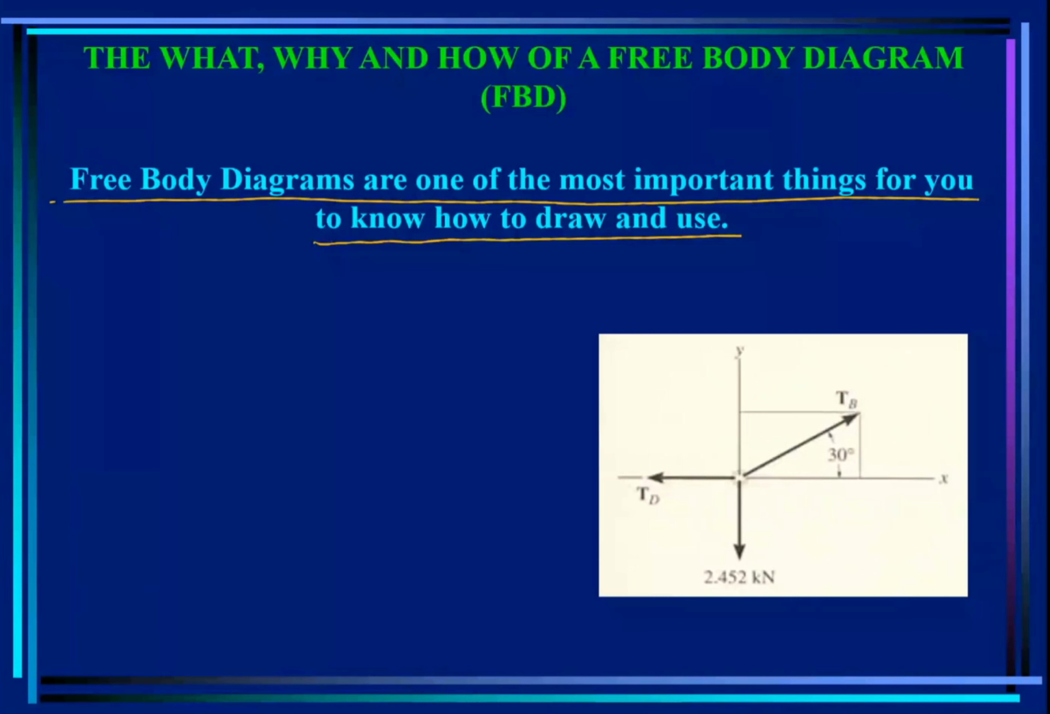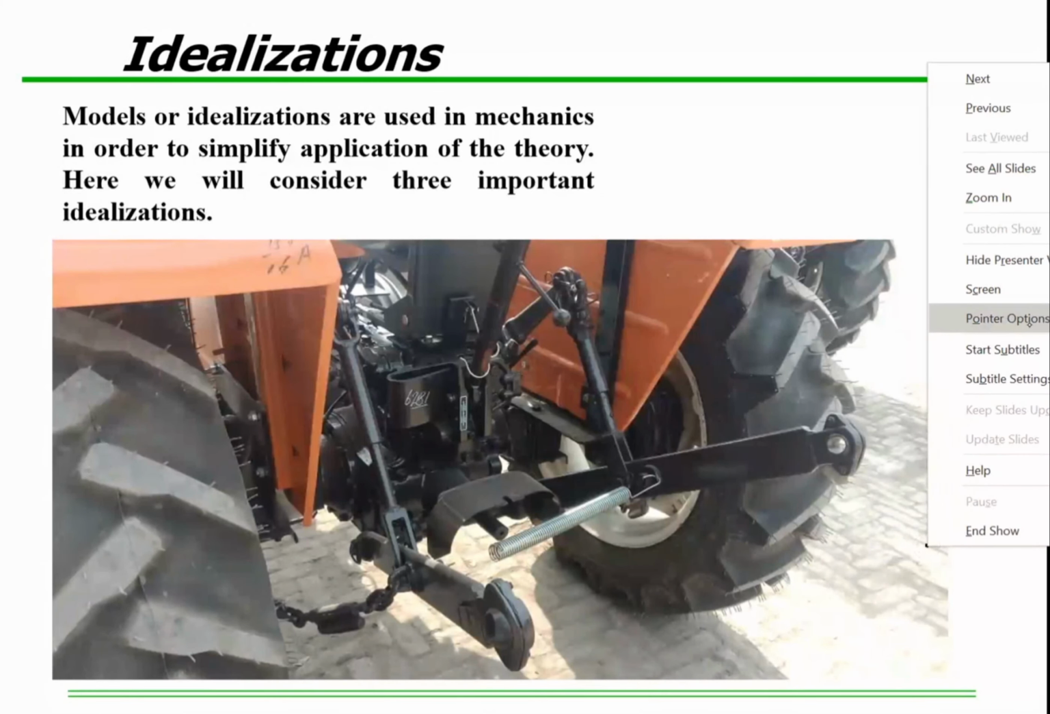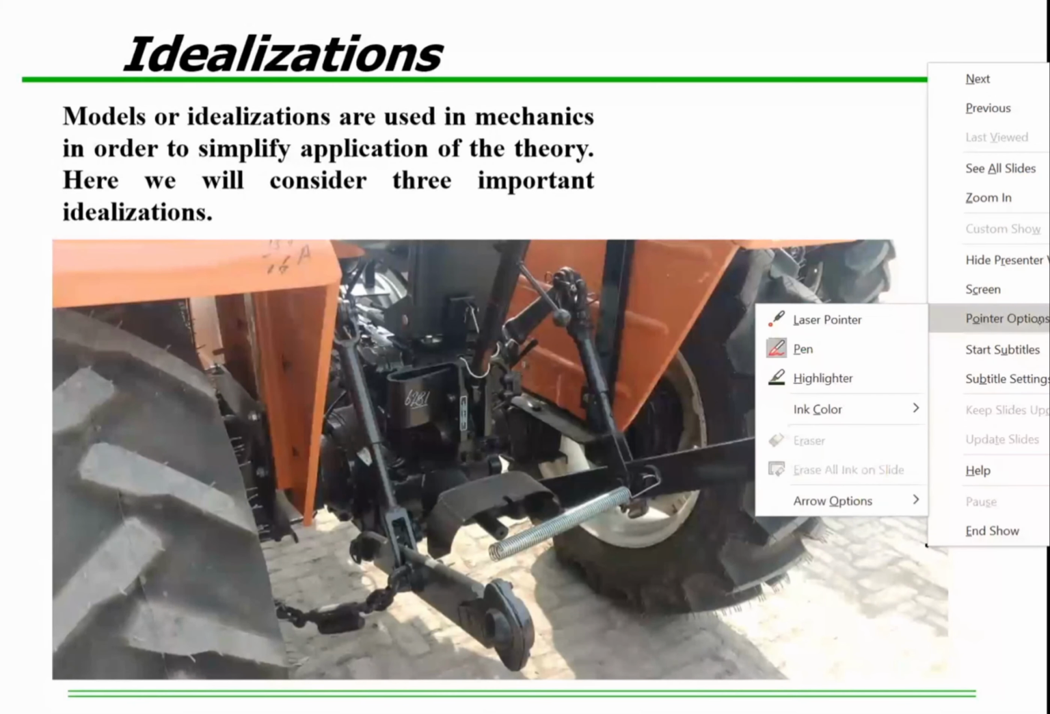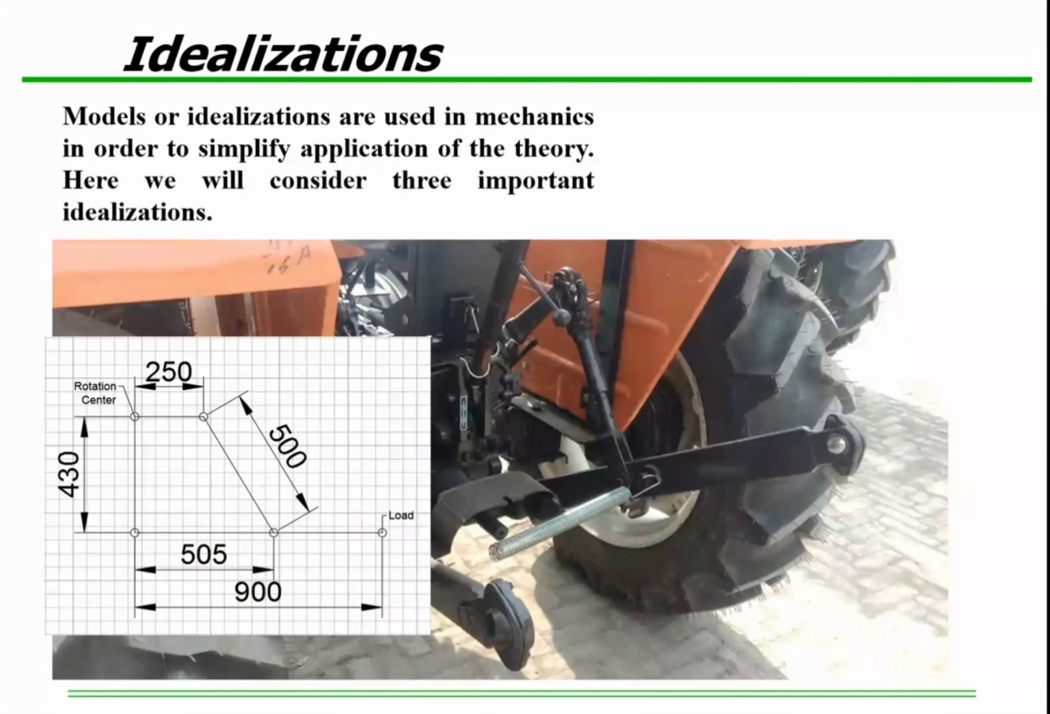Remember I showed you a picture. Remember this example? It's a tractor. We were looking at the load. I had to find the forces on different links here. It was very difficult for me to do it on this real picture, so I had to draw a free body diagram of this link. So this is the ideal version. That's why it's a free body diagram of the system of linkages.